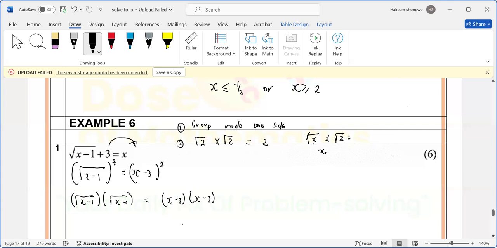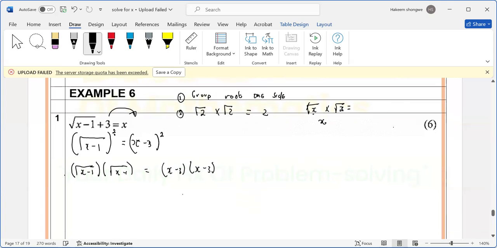Something like this. Now let's look at this. Remember, we said if you have a root multiplied by a root, it's going to give you whatever is inside the root. In this case, what is inside the root? It's x minus 1, and then we also have x minus 1. Meaning that if I multiply this one by this one, I am going to be left with x minus 1. At the same time, if you FOIL here, x multiplied by x gives x squared. x multiplied by minus 3 gives minus 3x. Minus 3 multiplied by x gives minus 3x. Minus 3 multiplied by minus 3 gives positive 9.